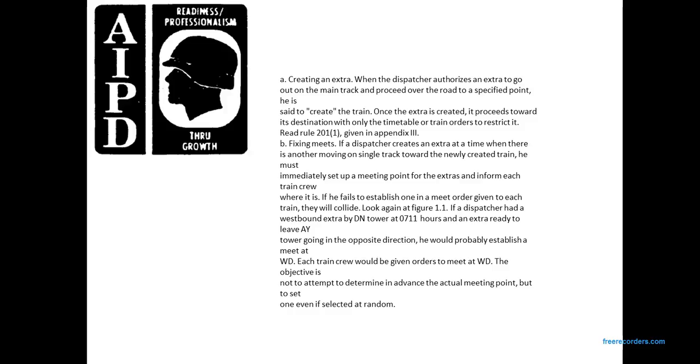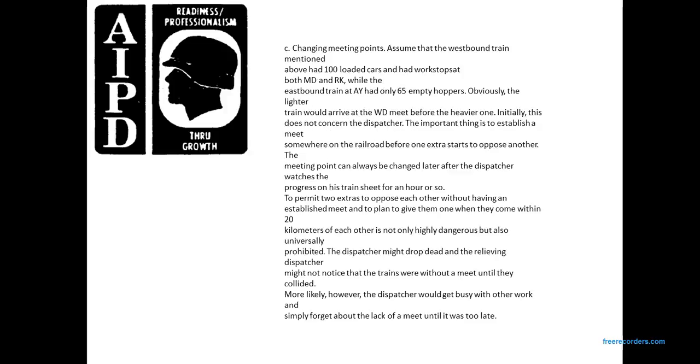Looking at figure 1-1, the dispatcher has a westbound extra at DN tower, 7:11 past the hour, and an extra ready to leave AY tower going in the opposite direction, so he probably establishes the meet at Wildwood. Each train will be given the order to meet at Wildwood. The objective is not to attempt to determine in advance the actual meeting, but to set one over on one evening selected at random.